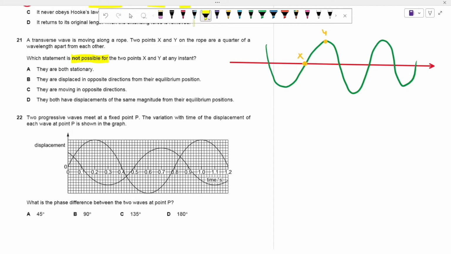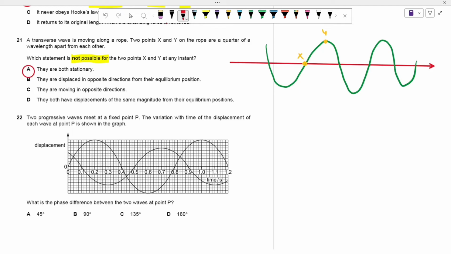They are both moving in opposite directions. If y is moving up, x will be doing the opposite. If y is doing this, x will be doing that. So there's no point at which they are both going to be stationary. So A is wrong, or A is not possible. In this case, A will be our correct answer.